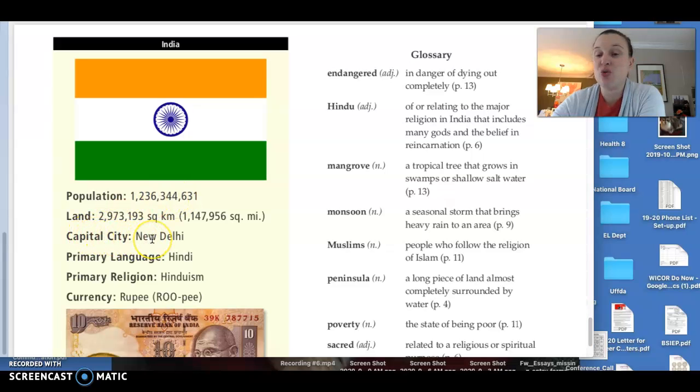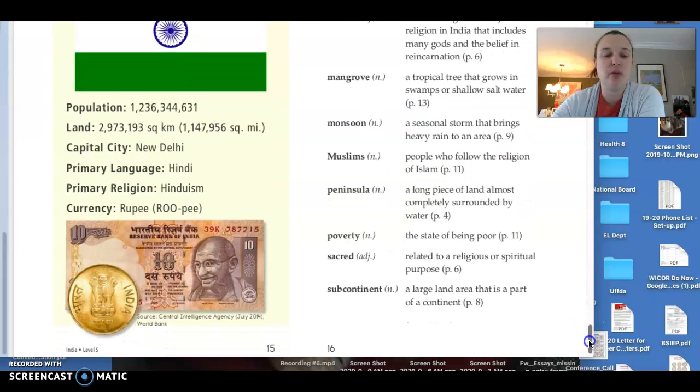The capital city is New Delhi. The primary language is called Hindi. There are several hundred languages spoken in India, but the main one that most people speak is Hindi. The primary religion is Hinduism, and the currency is the rupee, so the money that they use is the rupee. And it looks like this. Here we have a picture of Gandhi. We learned about him earlier in the text. He was the nonviolent leader who helped India become free from British rule.